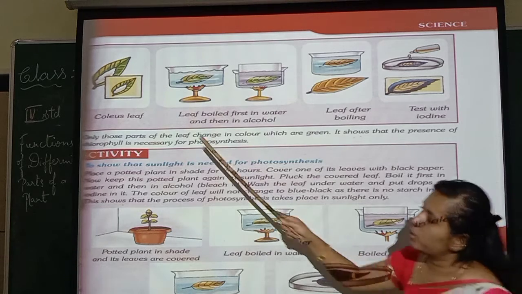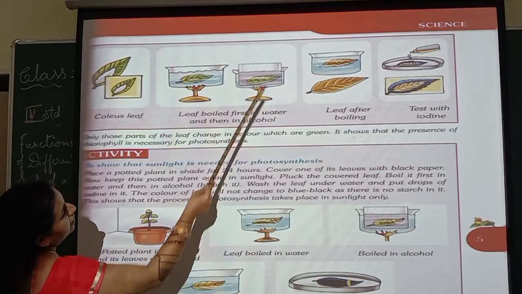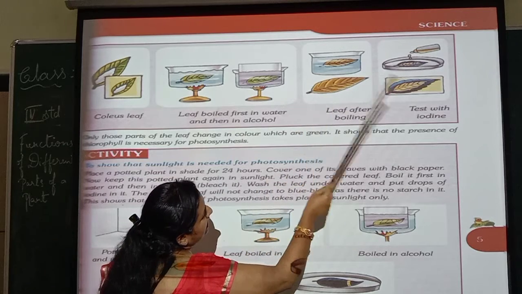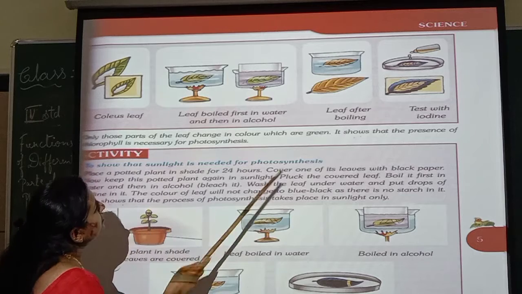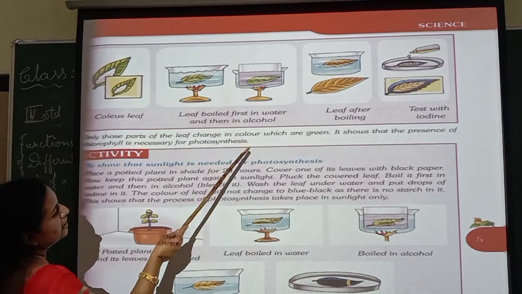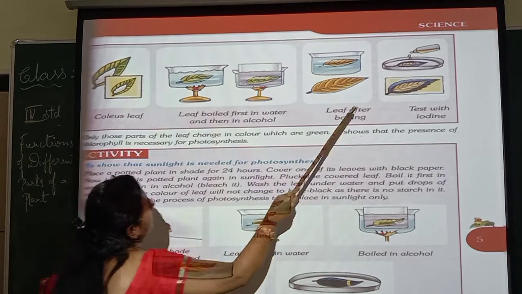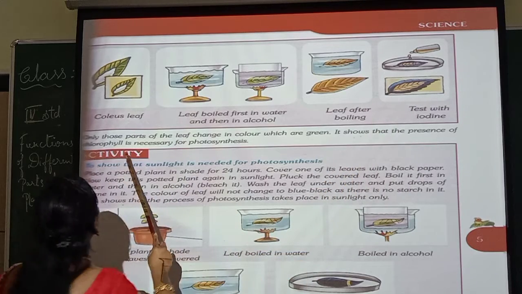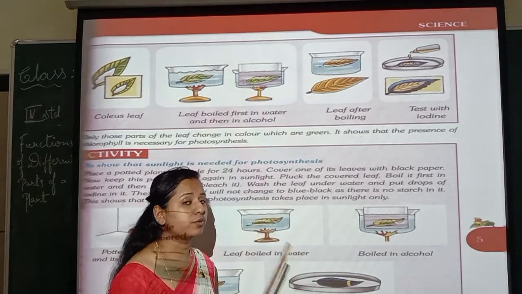This is the drawn coleus leaf. The leaf is boiled first in water and then in alcohol. The leaf after boiling looks like this color. Testing with iodine gives this color. See the differences. Only the part of the leaf that was green in color has changed, and it shows that the presence of chlorophyll is necessary for photosynthesis.